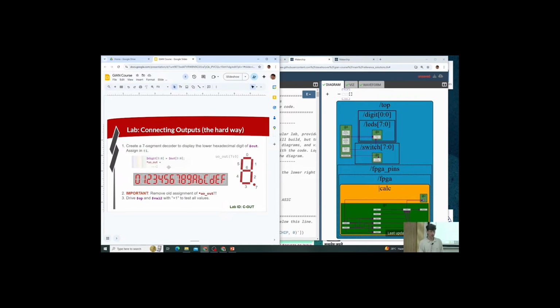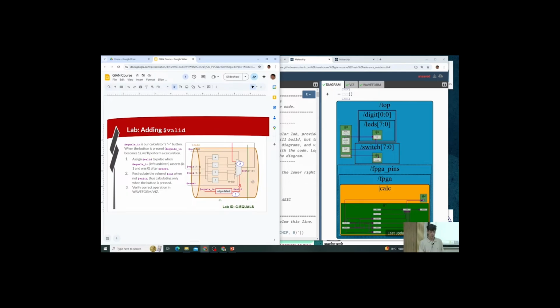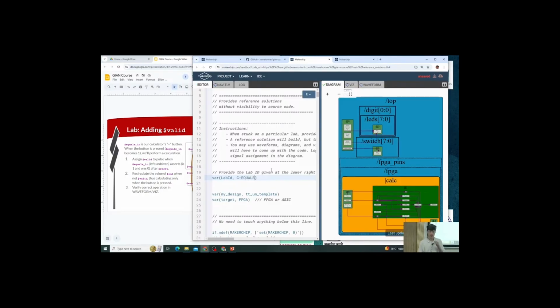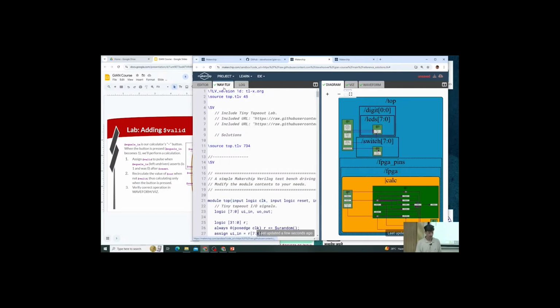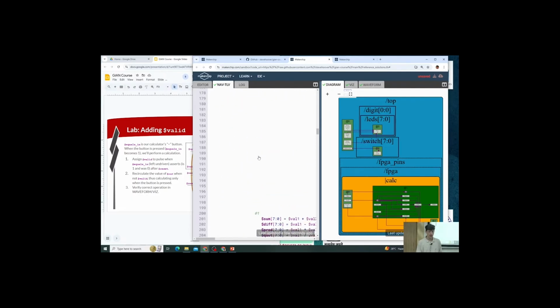So if I want to see the solution for this lab, let me go to a later lab. Let's try C equals. Just type the lab ID and compile. And this is going to build the solution to that lab exercise. Actually, how did I set this up? Okay, you are going to be able to see the source code. So you have access to everything.